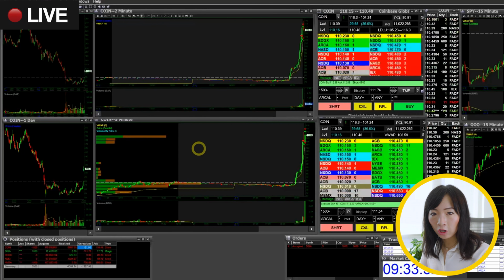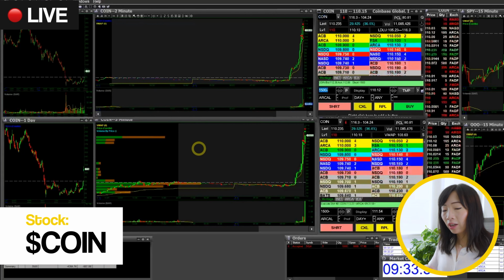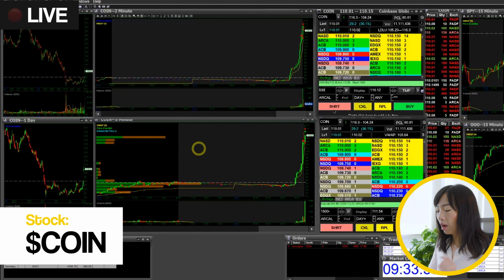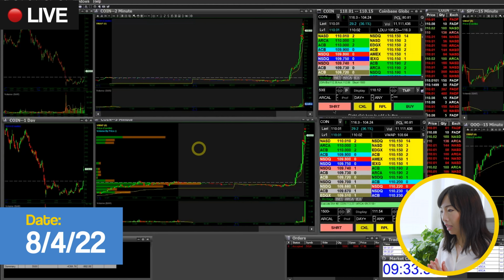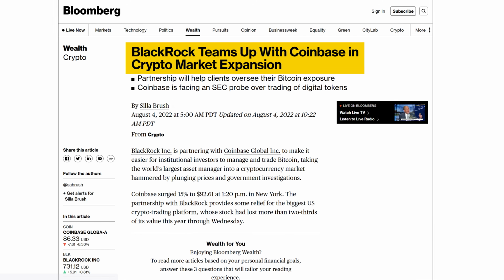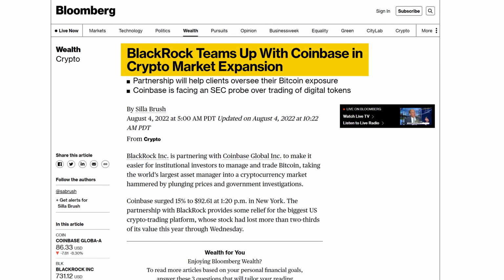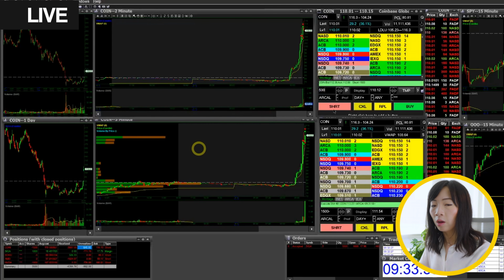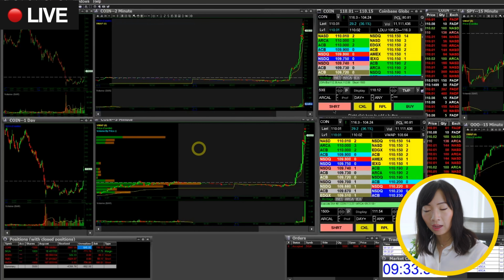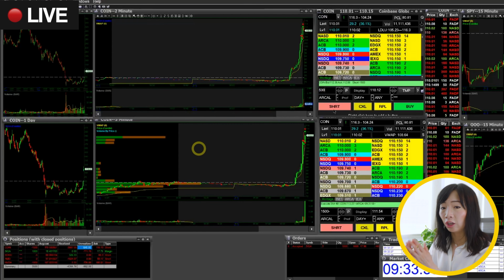So the first stock we're looking at right here is Coinbase. I took it on the short side. This happened on August 4th, and this is a day where pre-market there was a release of a catalyst that Coinbase is partnering with BlackRock. If you guys know Coinbase, they're a crypto exchange. And this partnership with BlackRock, one of the biggest asset management companies in the world, is a huge deal.